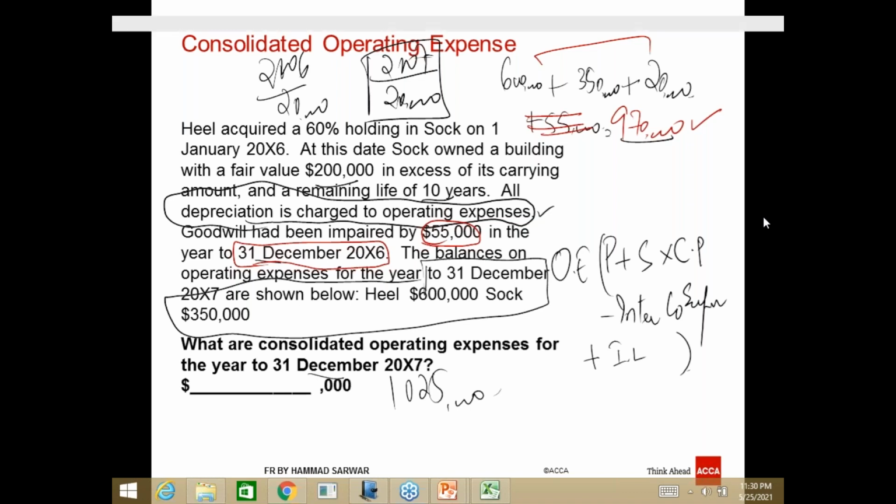How do we know that we need to reverse the depreciation? We reverse the depreciation in the case when there is a downward revaluation, or when the parent company or subsidiary company sold the assets to the other company.